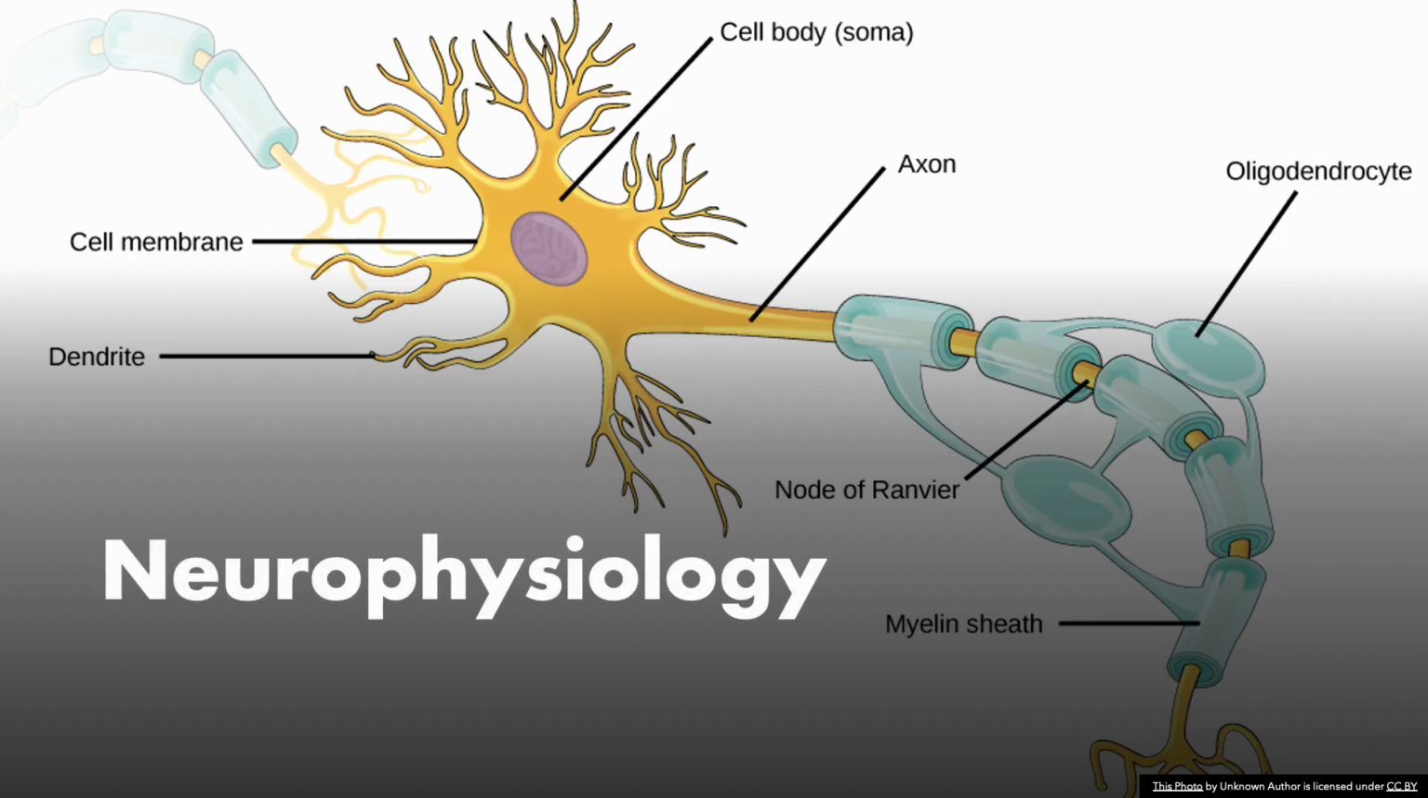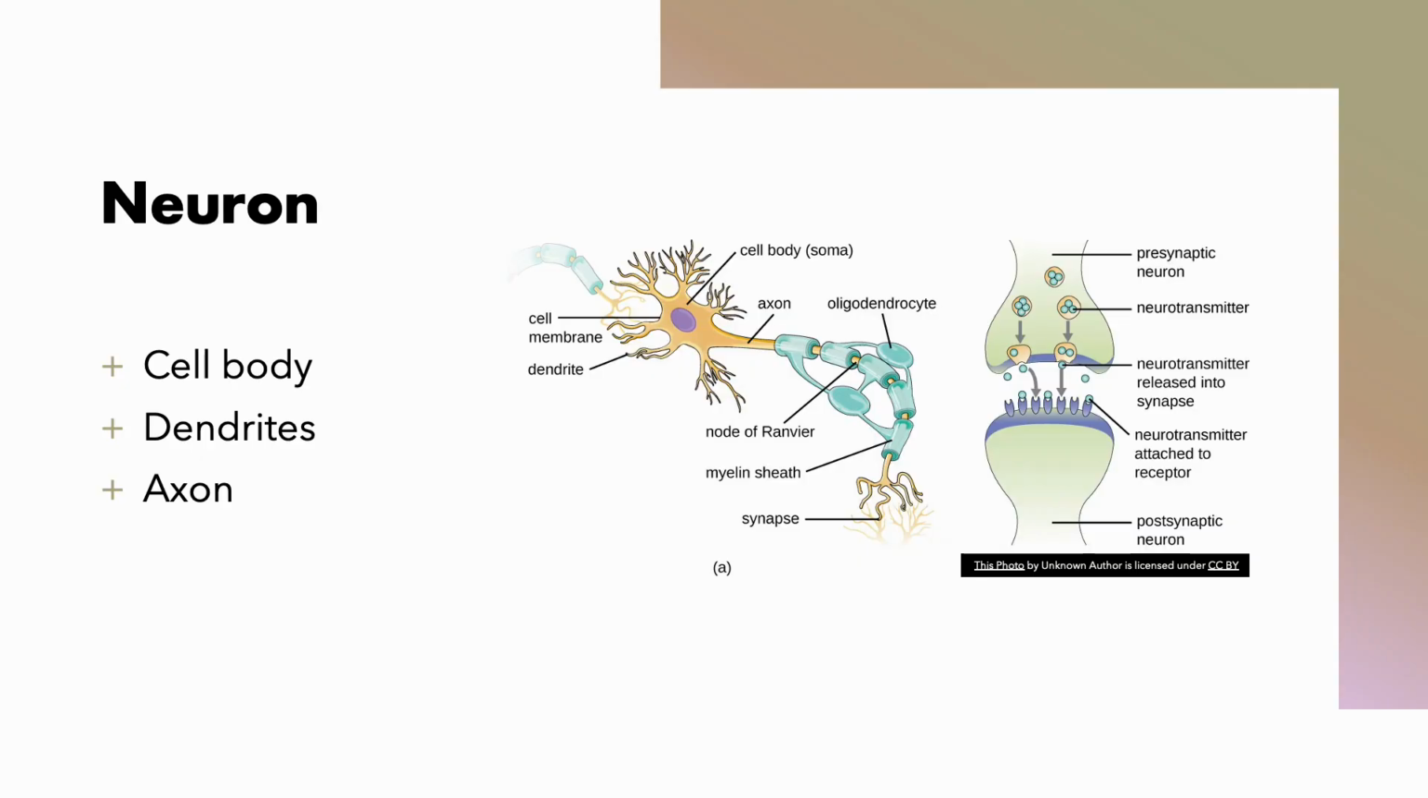Neurophysiology and the brain. There are two classes of cells in the nervous system: glia and neurons. Glia are structures that form the myelin sheath around axons and provide protection and support. Neurons are nerve cells responsible for conducting impulses from one part of the body to another. Components of a neuron are the cell body, dendrites, and axon.